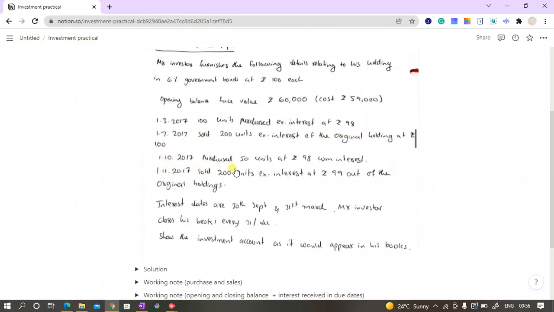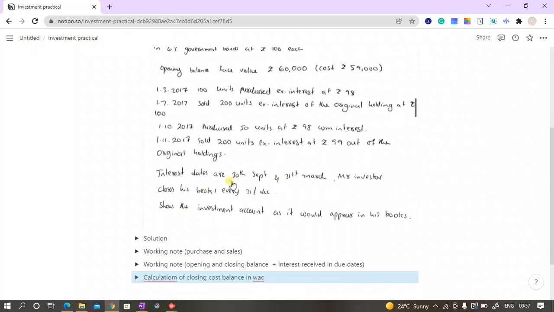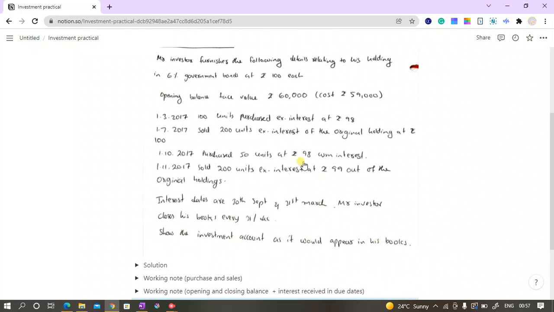On 1st October 2017, purchased 50 units at ₹98 cum interest. So we won't be including interest here. On 1/11/2017, sold 200 units ex interest at ₹99 out of the original holdings. Here the due dates are given. Interest dates are 30th September and 31st March. Mr. Investor closes his books every 31st December. Show the investment account as it would appear in his books.